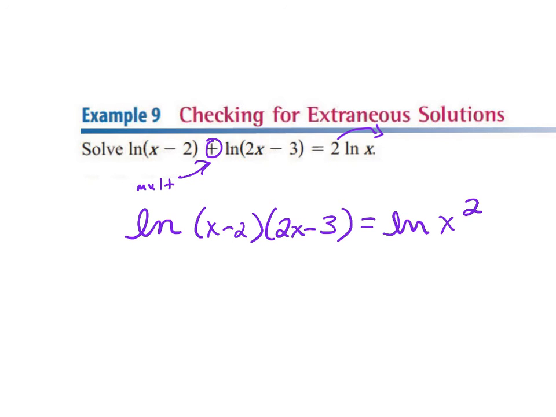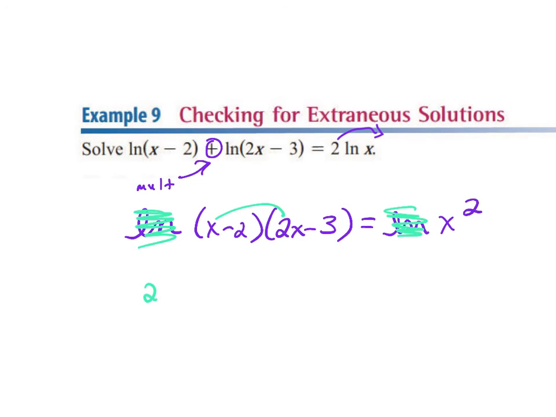Now, do I have one natural log on the left-hand side and one natural log on the right-hand side? Yes. So what can I do with them? Raise e to both sides. If I do e on one side, I do e on the other. What would happen with the LNs? They cancel out. Right, if they're both the same, I can just cancel them out. And now we have a basic algebra problem.